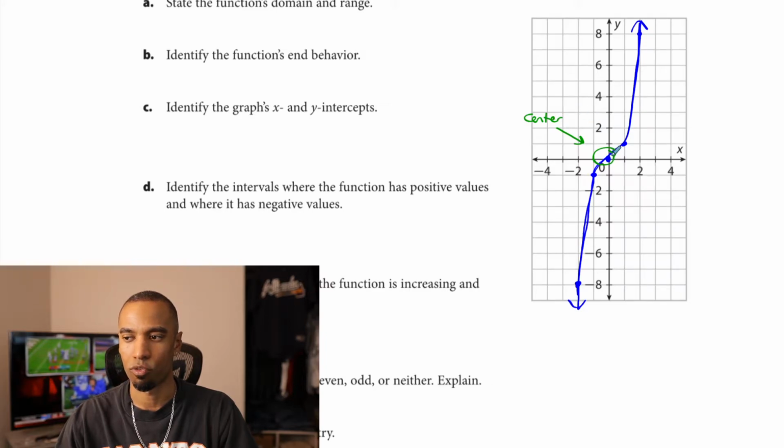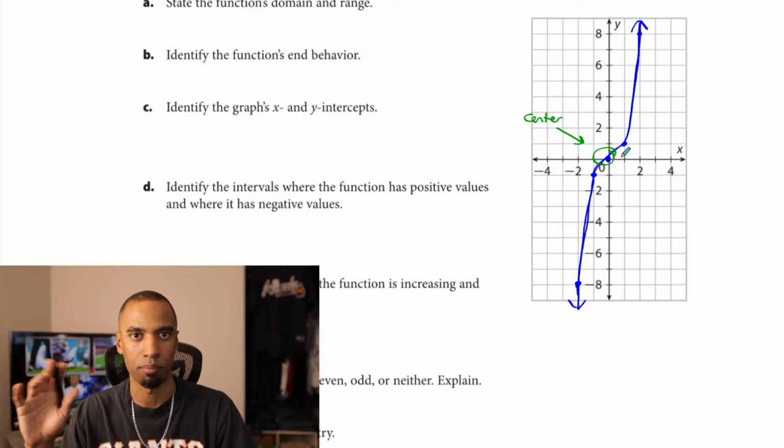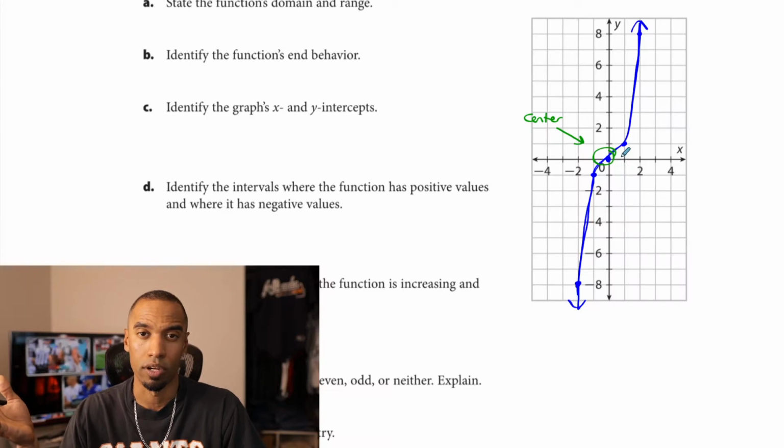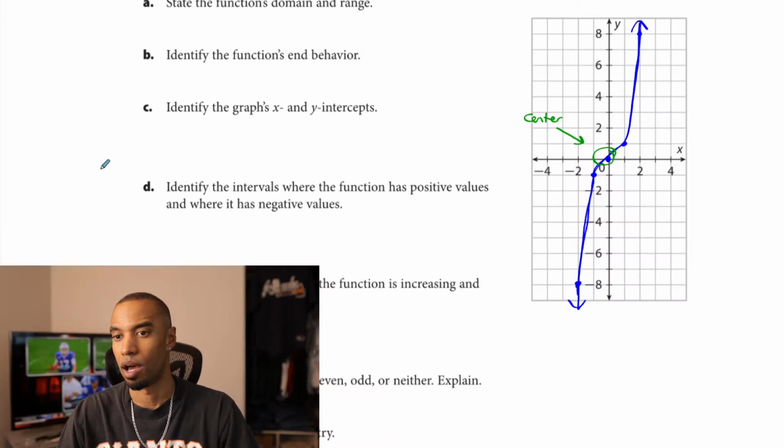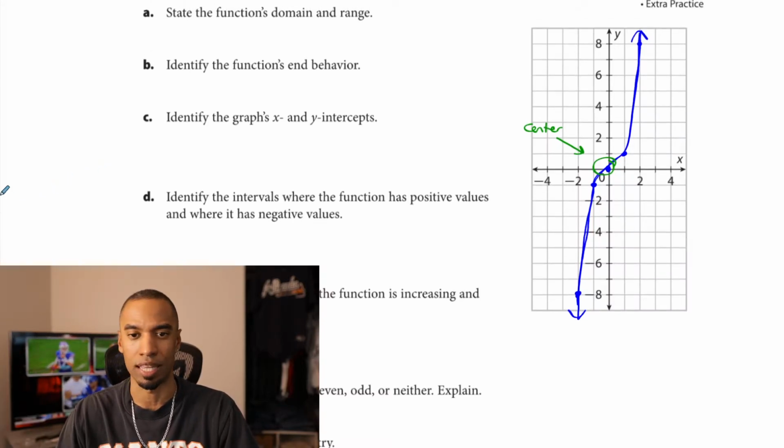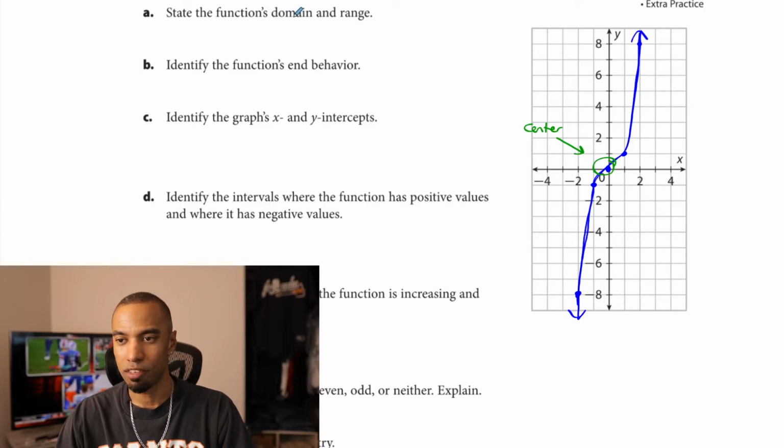Center, when we start transforming things, is what we're going to be moving, because it starts at the origin when there's no h and k present. But eventually that center is going to be moving, and that's where we're going to base things off of. Okay, state the function's domain and range.